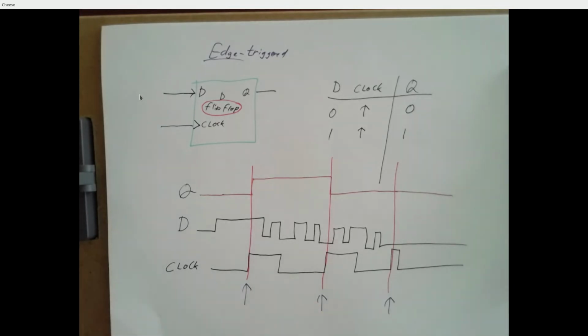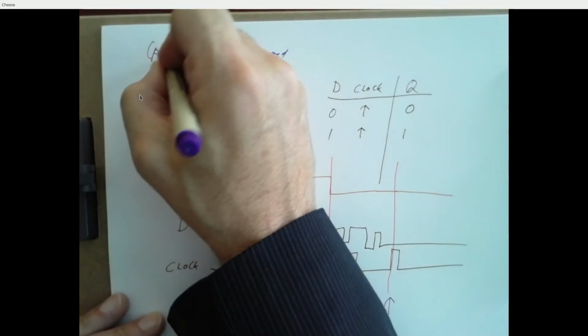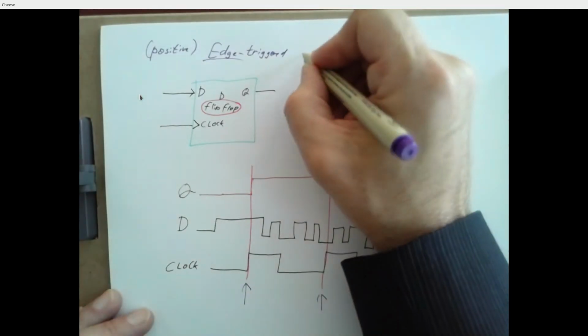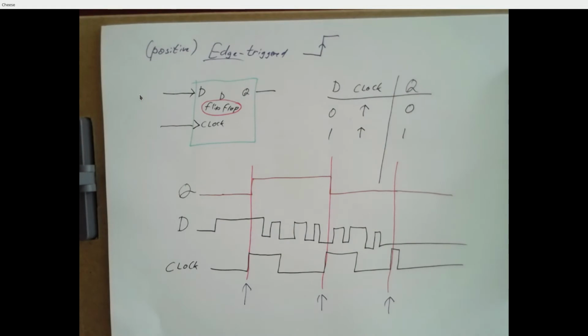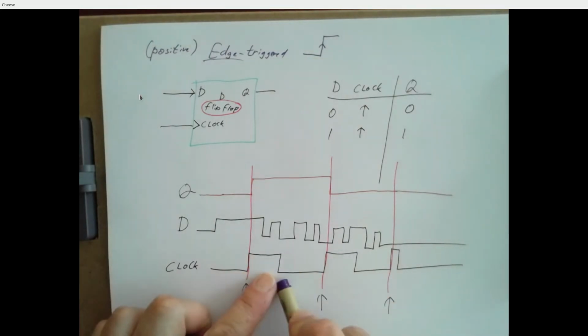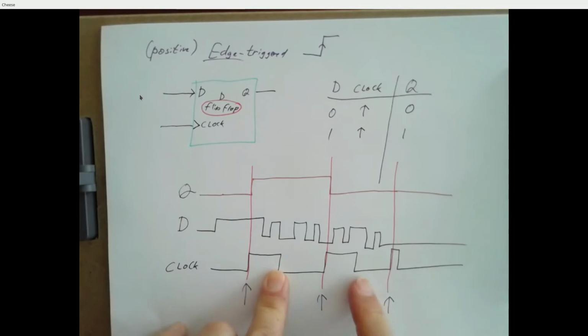All right, so these are edge triggered devices, and this thing that we've been talking about, we could actually call positive edge triggered. Positive edge triggered means when the input rises from 0 to 1. You can also get negative edge triggered devices, and they do what you would guess. They have the action when the clock changes from 1 to 0. So they would trigger on this edge.